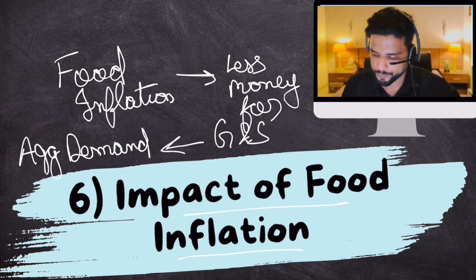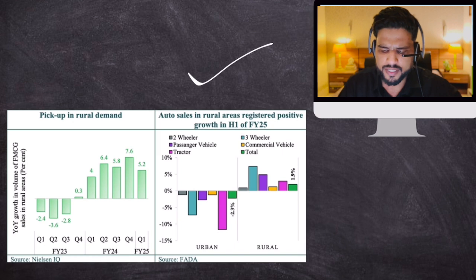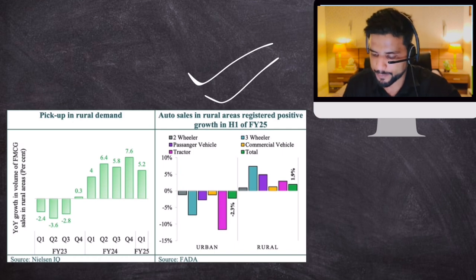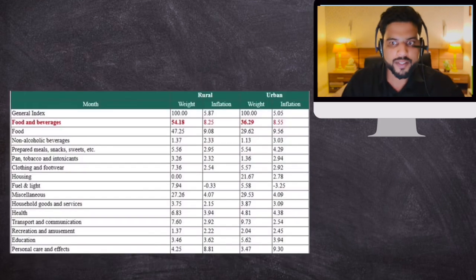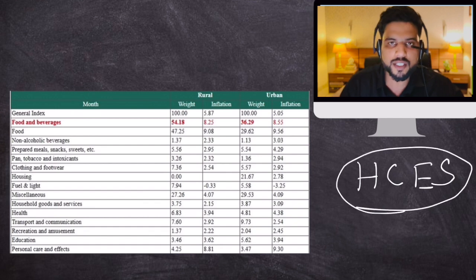But this impact is higher on rural households as compared to urban households. And why is that? Well, there was this graph in this article. This is not that important. This graph said that rural demand is doing well. But still, this article has argued that the impact of food inflation is higher on rural households. And why is that? Well, you remember in the previous lecture, we covered the household consumption expenditure survey. We talked about this, right?